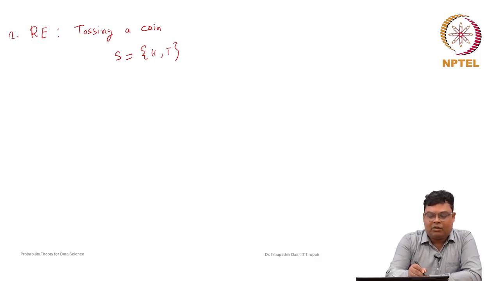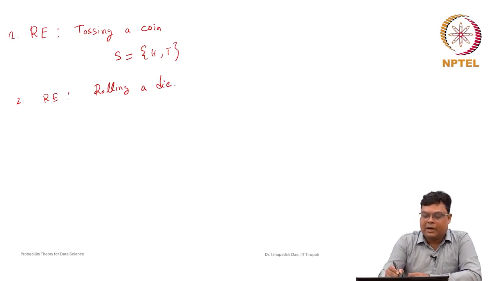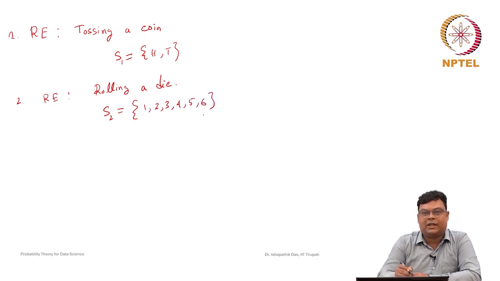Let us consider another random experiment. Suppose this is the second example, throwing a die, or rolling a die. Suppose you are rolling a die, then what are the possible outcomes? S is equal to all possible outcomes. Suppose we denote the sample space here S1, here sample space S2. This is the set of all possible outcomes 1, 2, 3, 4, 5 and 6.